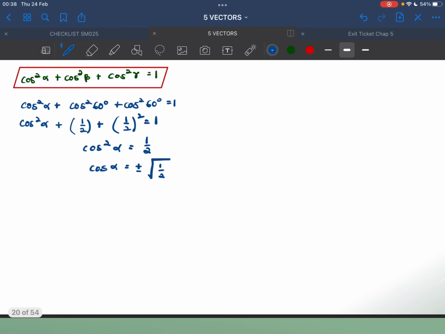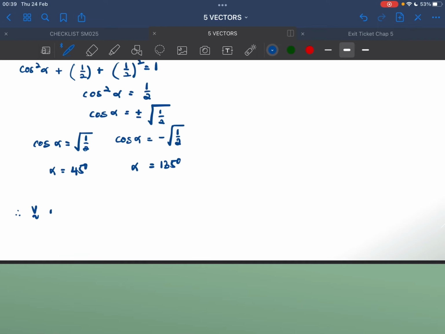Remember how to use LARCA. We have cos alpha equals positive square root 1 over 2, and the other one, cos alpha equals negative square root 1 over 2. Okay, so just bring cos inverse to the other side. You should get alpha equals 45 degrees, and this one alpha equals 135 degrees, which we can conclude that V is inclined at 45 degrees or 135 degrees to the x-axis.